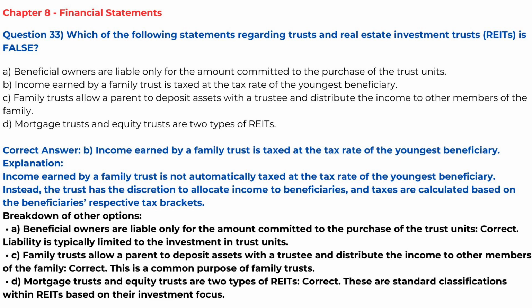A. Beneficial owners are liable only for the amount committed to the purchase of the trust units. Correct. Liability is typically limited to the investment in trust units. C. Family trusts allow a parent to deposit assets with a trustee and distribute the income to other members of the family. Correct. This is a common purpose of family trusts. D. Mortgage trusts and equity trusts are two types of REITs. Correct. These are standard classifications within REITs based on their investment focus.